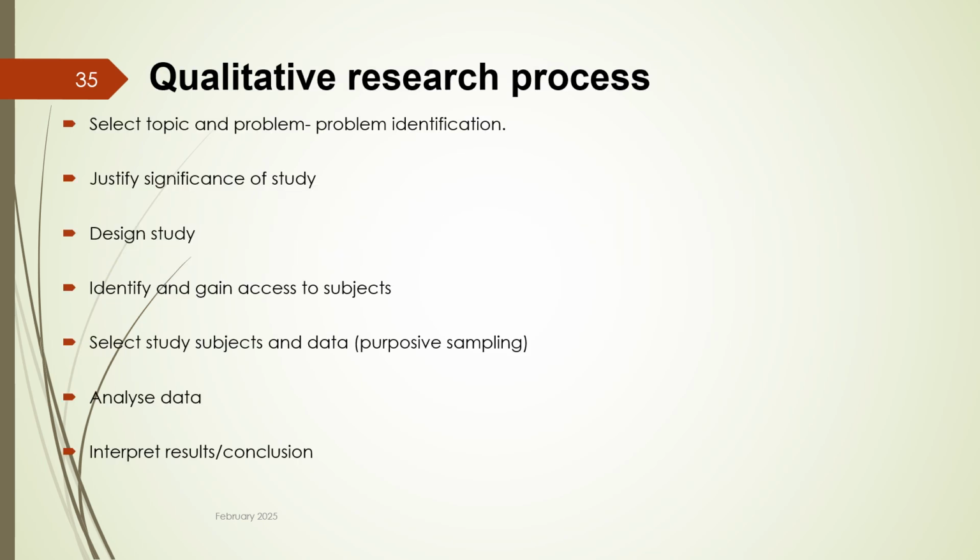So the qualitative research process includes selection of topic and problem, which is called problem identification. Justify the significance of the study. Design your study. Identify and gain access to subjects. Select study subjects and data using mainly purposive sampling in qualitative research. Analyze your data using thematic analysis. Then interpret the results and write your discussion and conclusion.